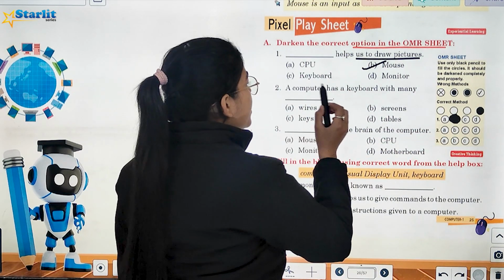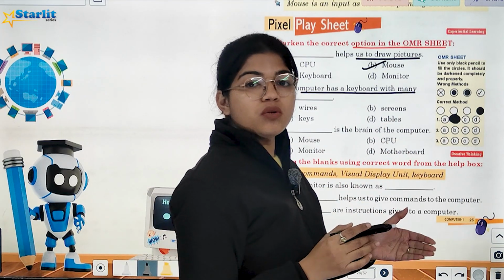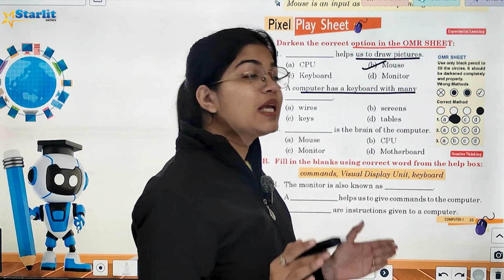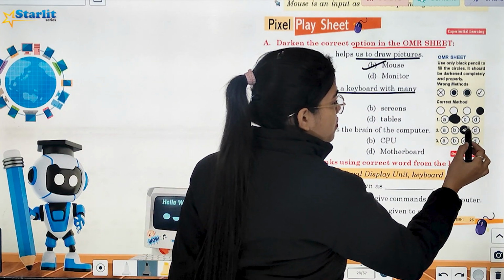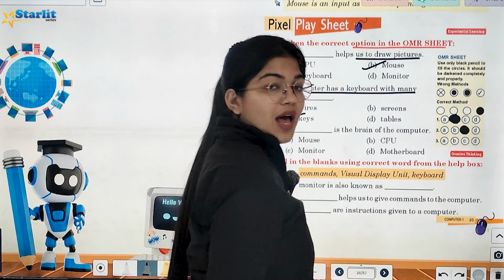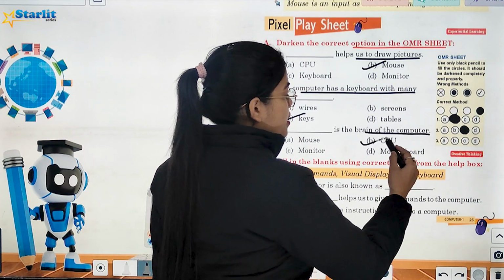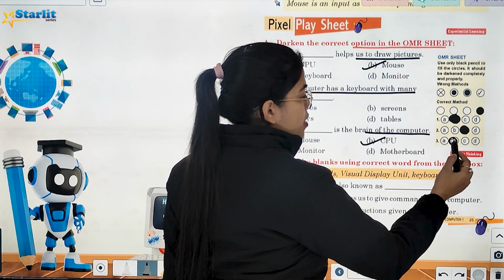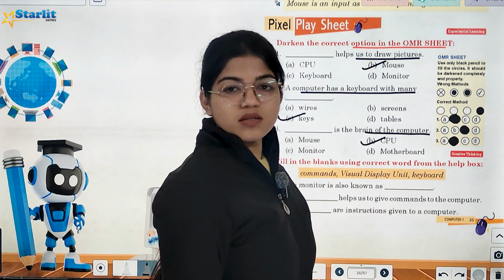Alright. Then a computer has a keyboard with many. कंप्यूटर के पास एक keyboard होता है जिस पे बहुत सारी क्या present होती हैं? Keys, right? Option C is correct. The small buttons on the keyboard are known as keys. Then dash is the brain of the computer, that is CPU. Central processing unit is the brain of the computer. Option B is correct.